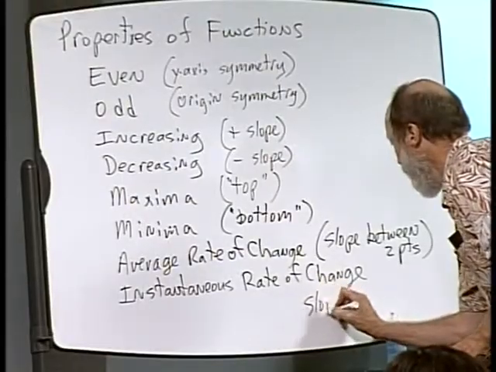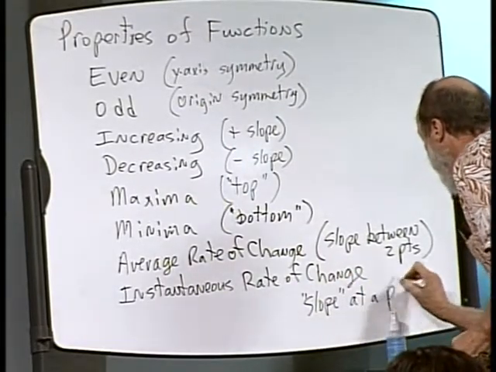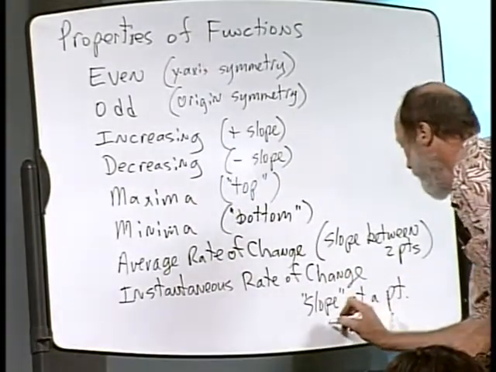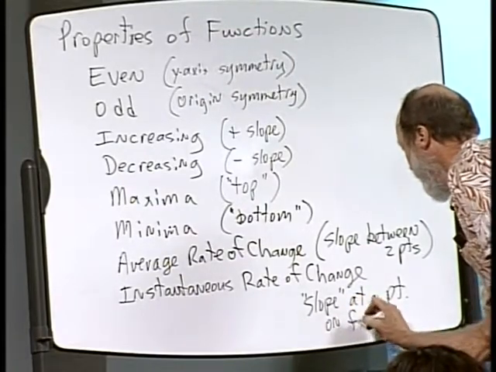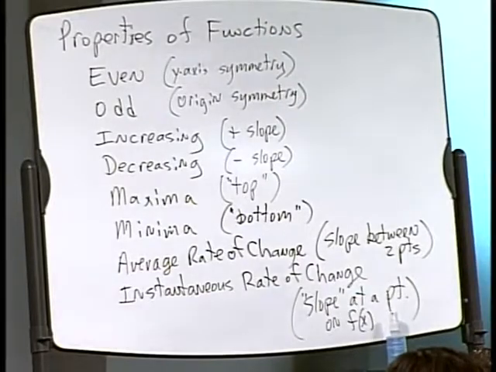This would be the slope. We can think of it as a slope at a point on f of x. The slope at a point on f of x.